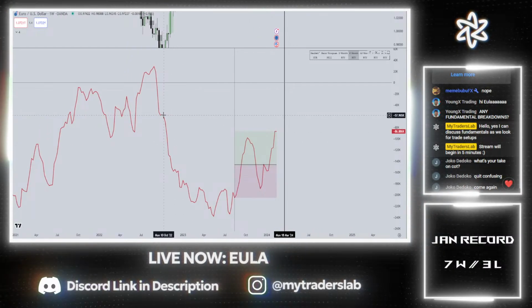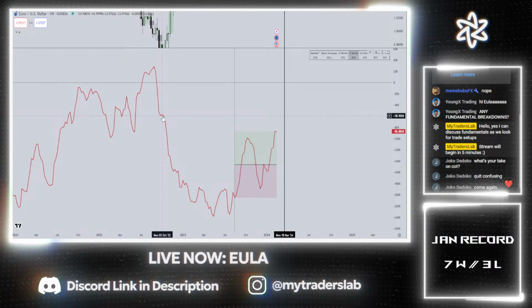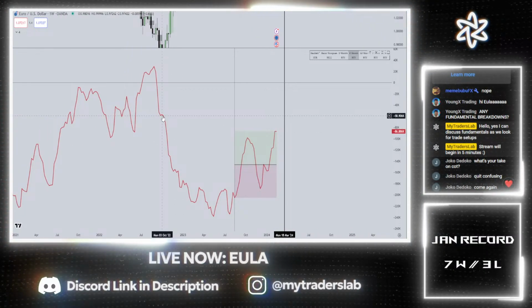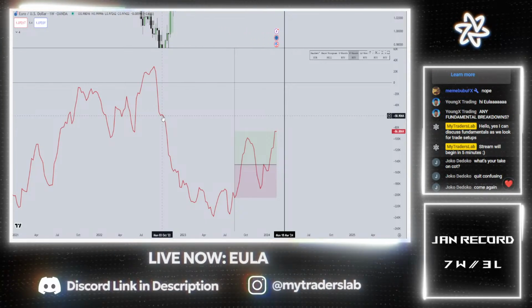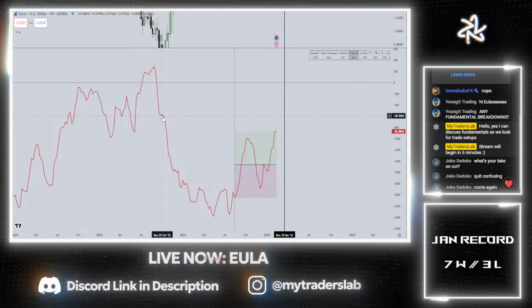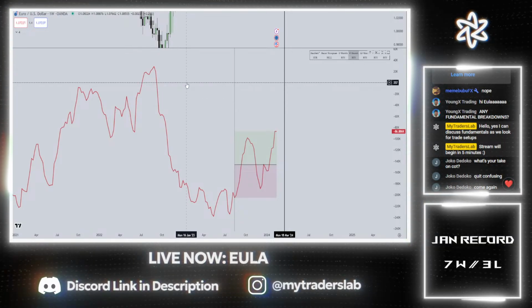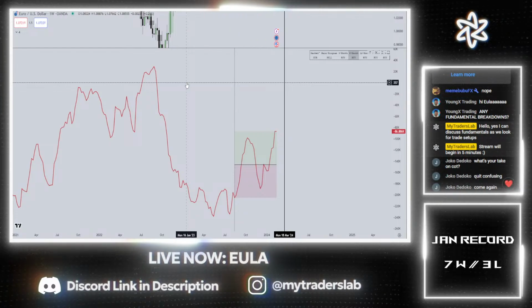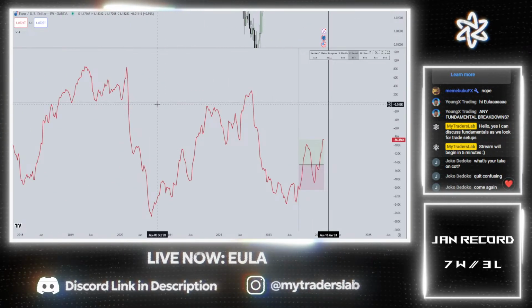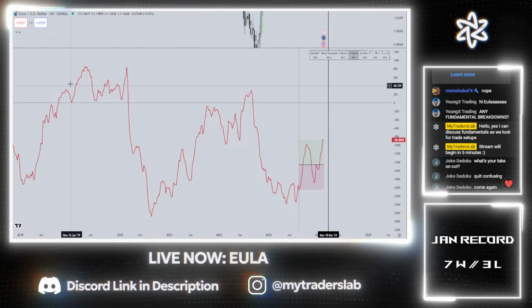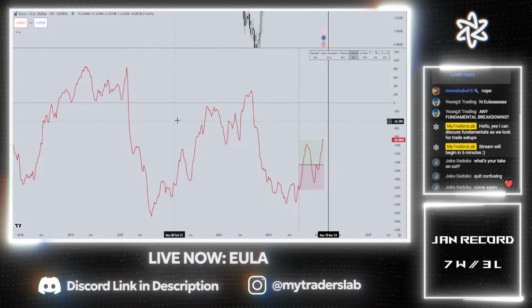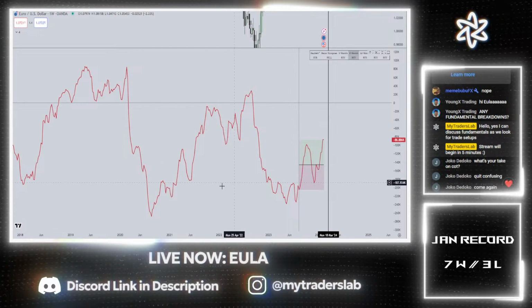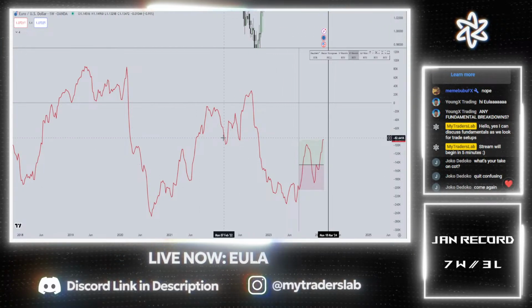Okay, so this line is to tell whether the commercials, which are banks and institutions, are long in the market or short in the market. A lot of retail traders mistake this 0 line to be the thing to tell whether they are long or short, but actually it's not. While this 0 line says that they are in a net long position, when price dips below this 0 line, they are in a net short position. Alright, so that's number 1.